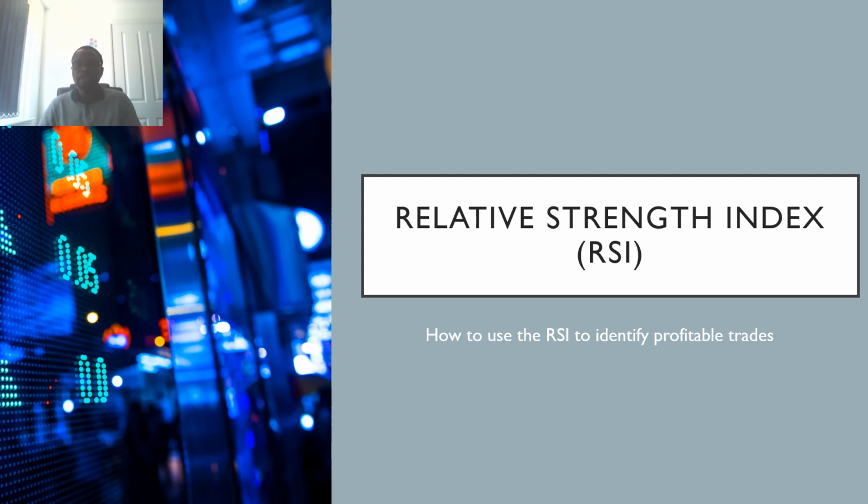Today I'm going to be talking about the Resistance Strength Index, RSI for short. The RSI is one of the easiest indicators to read on your screen. On the screen, it's normally at the bottom of your chart and it oscillates between a value of 0 and 100. You see it going up and down.